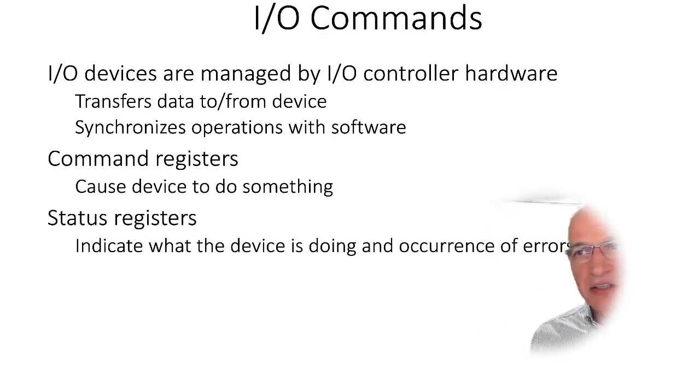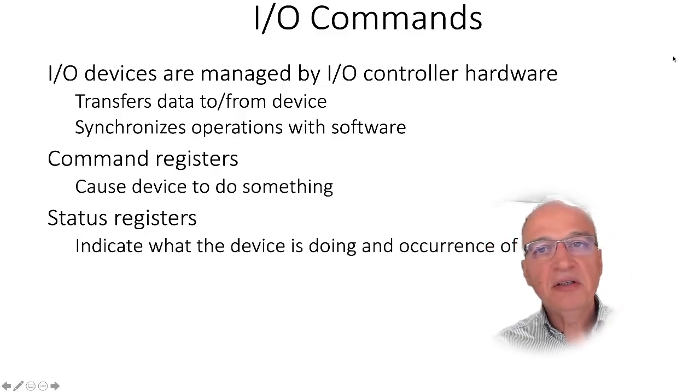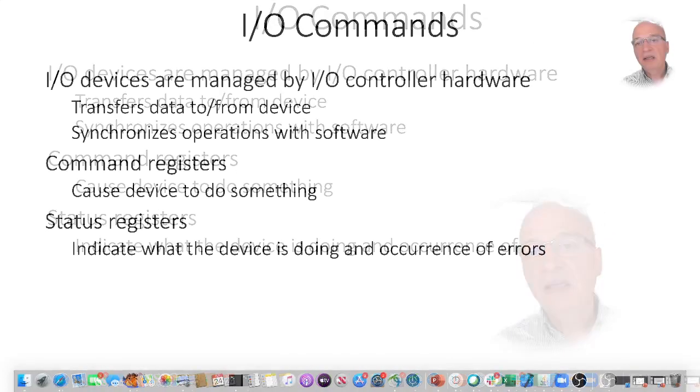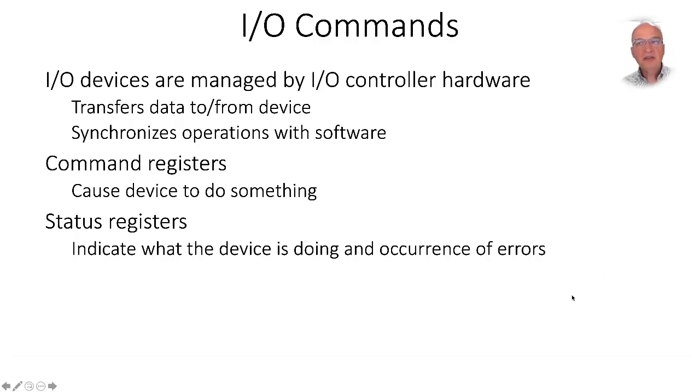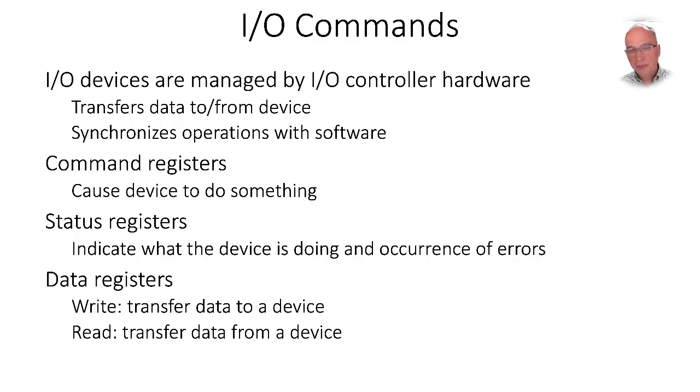And the status register is a register that is used to indicate what the device is doing, or if there was an error in the device. So typically a status register is read and the command register is written to. An example of the status register is the ready status in the display device in Lab 5.